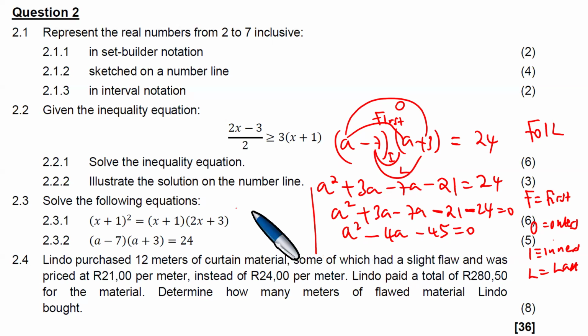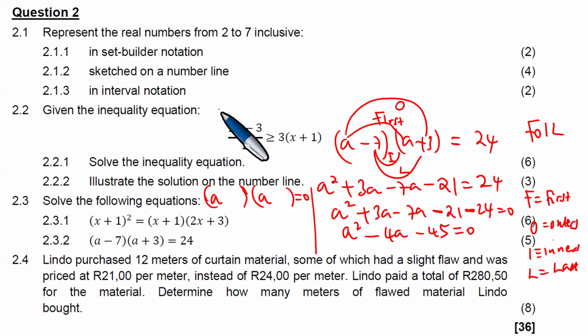Now at this point, we need to factorize this. What are the factors of a squared? The factors of a squared are a and a. Then we have the factors of minus 45, which when added together would give minus 4.